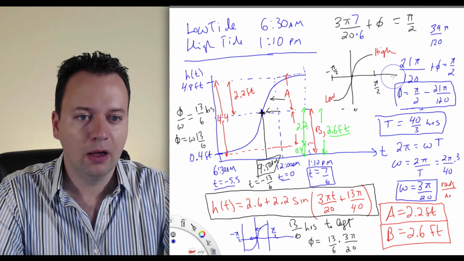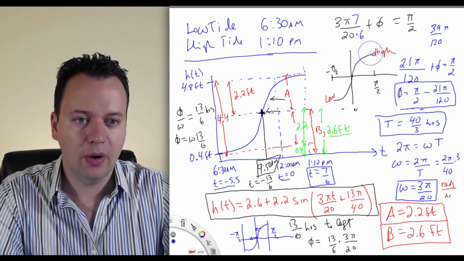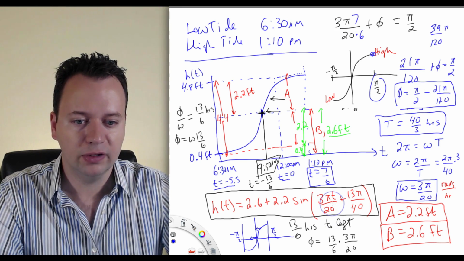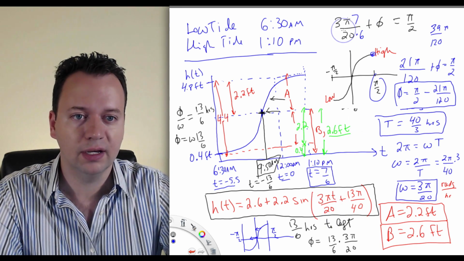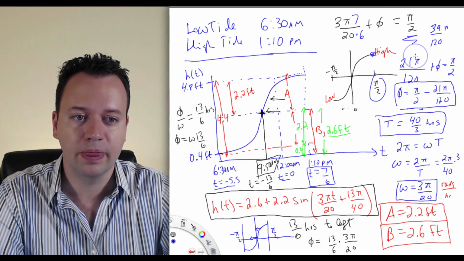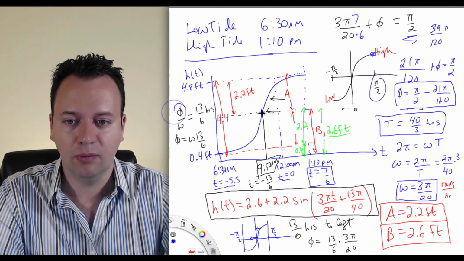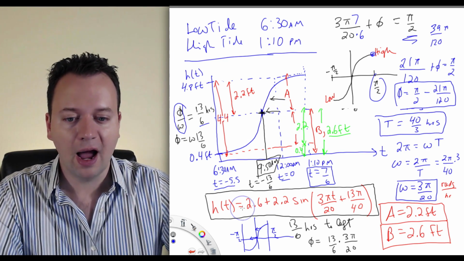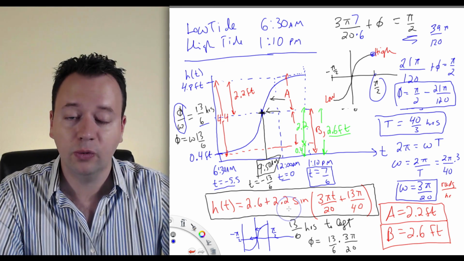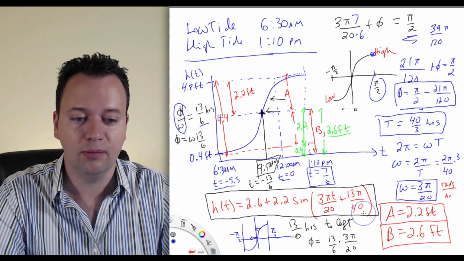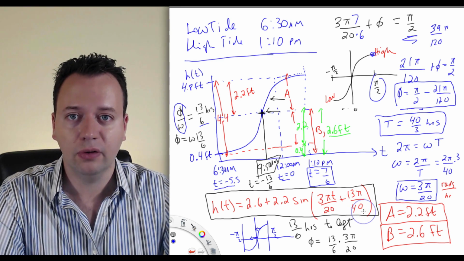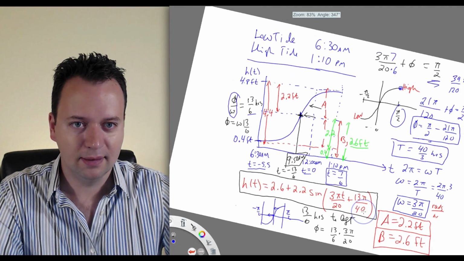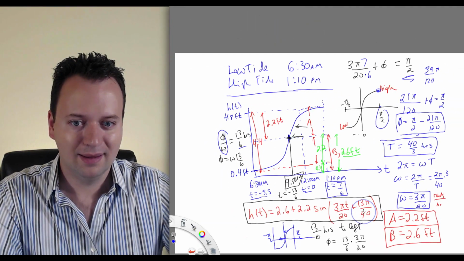So again, the second way was to just say, well, we want high tide to be when the argument in here is equal to pi over 2. So let's take time 7 over 6, plug it in for t. So we get 3 pi over 20 times 7 over 6, add our phase shift, and set that equal to pi over 2. The first way was to look at the compressed phase shift phi over omega and set that equal to the amount of time that the sine wave is shifted by. Either way, you get this final answer, 2.6 plus 2.2 sine of 3 pi t over 20 plus 13 pi over 40. And that is the height of the water level in Monterey Bay as a function of time. And wow, I don't know how I did that. In Monterey Bay.